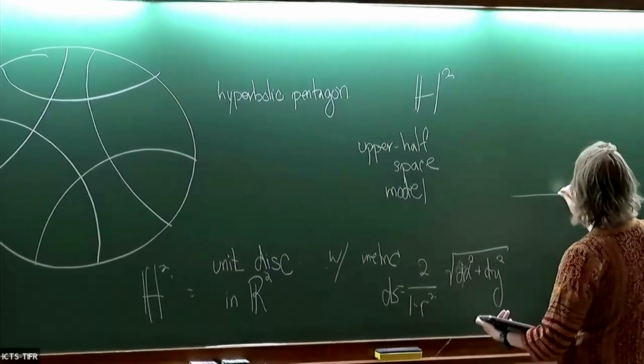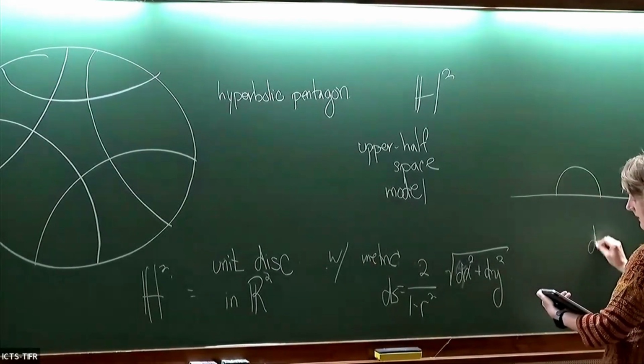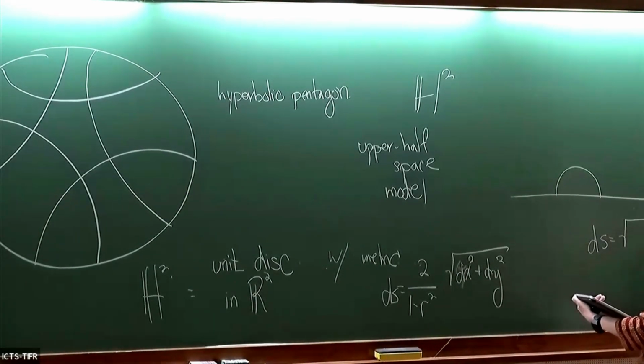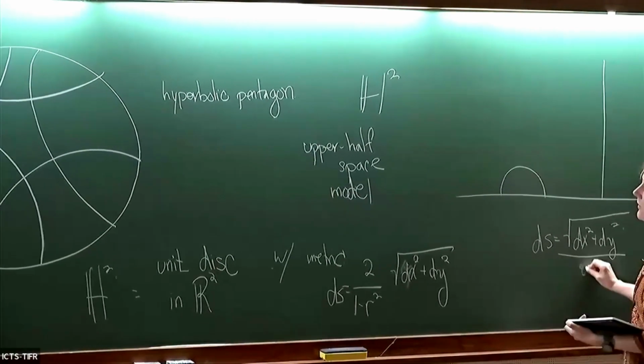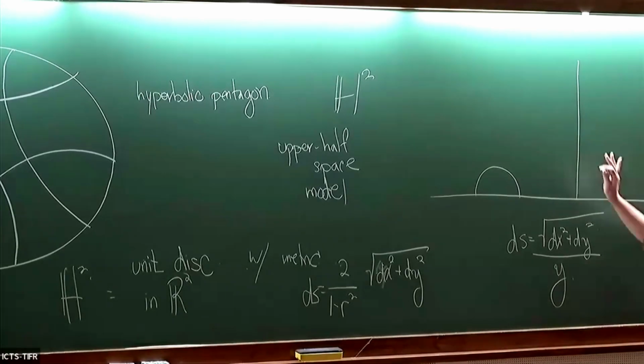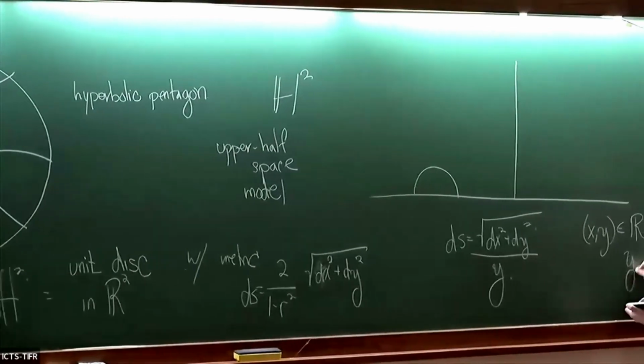Okay, here are some geodesics, and my metric is dx squared plus dy squared all over y. Let me just talk about these for a second. There's a conformal transformation that takes the upper half space, so this is all the x, y in R2 such that y is greater than 0.